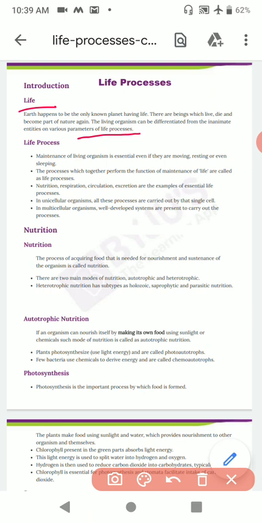Now the next is the name of the chapter, that is life processes. It is clear from the name. These are some of the processes which are essential for life. To explain the life processes, we have various points. The very first is that maintenance of the living organism is essential. Mind it, maintenance of the living organism is essential even if they are moving, resting, or even sleeping.